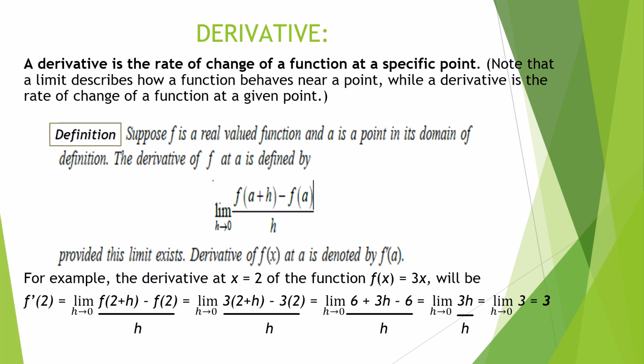An example is given. Suppose you need to find the derivative of the function f(x) equal to 3x at the point x equal to 2. Then f dash of 2, by the concept of limit, will be limit h tends to 0, f of 2 plus h minus f of 2, upon h. Putting the definition of limit, you get this limit to be 3. So f dash at 2 is 3.